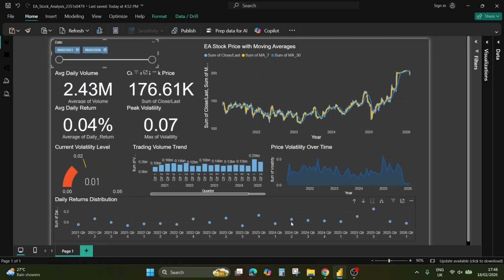This dashboard brings together stock analysis, volatility assessment, volume analysis, and return patterns into a single interface accessible to finance teams, investor relations, and executive leadership. The visualizations are designed for clarity without requiring quantitative expertise to interpret.